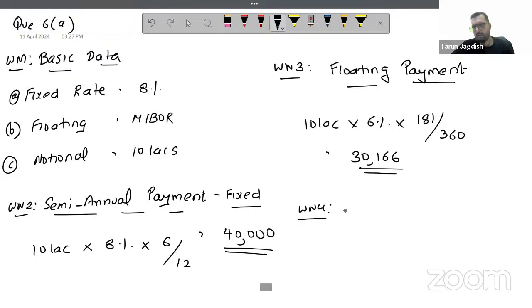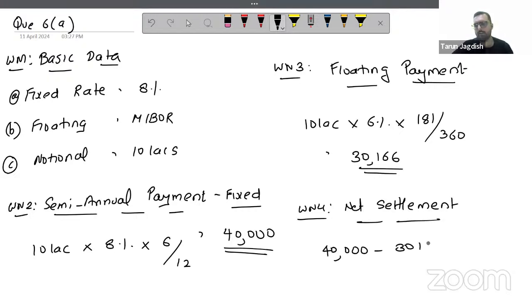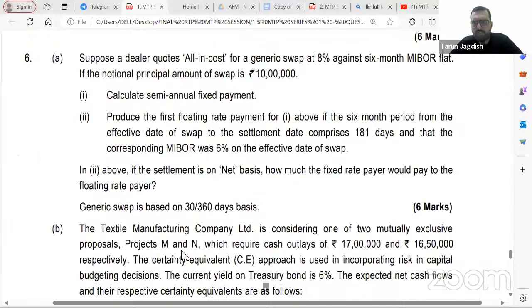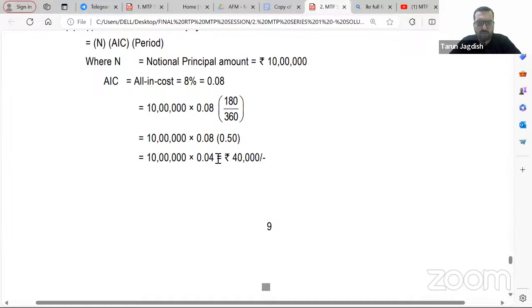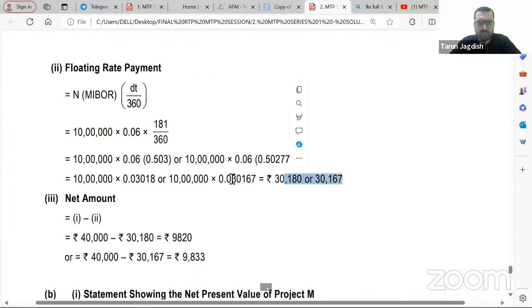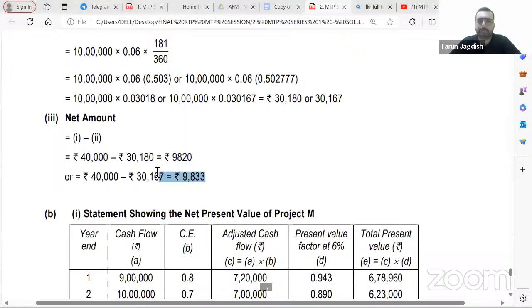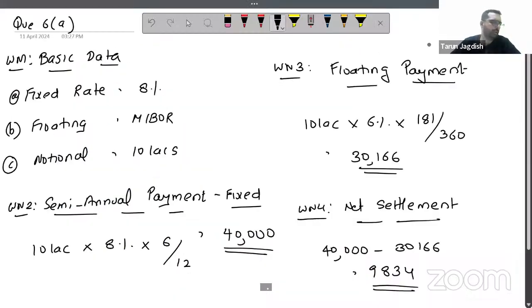Okay. Then the last thing they are asking over here is your net settlement. So that is nothing but fixed minus floating. Do you get the answer as 9834 as a net settlement? We are done with this question also. Let's just cross check with the solution. 2.36 we got, 40,000 we got, 3167, 9833. 1 minute time, read through it, understand.